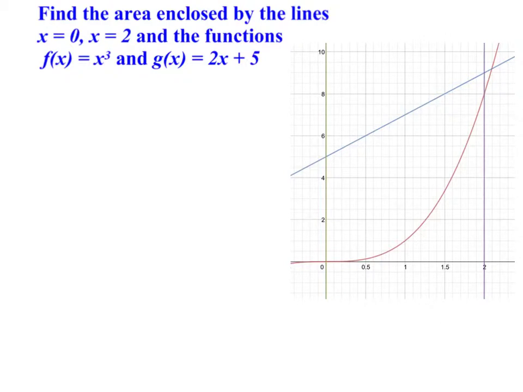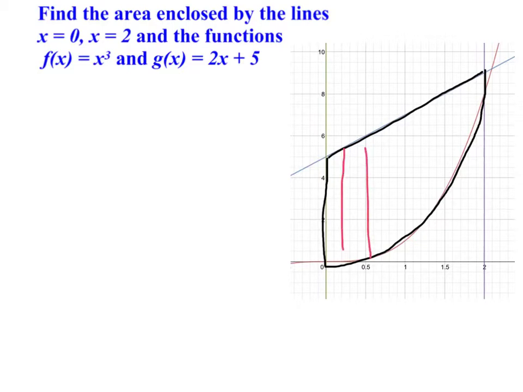All right, I'm going to find the area enclosed by the vertical lines x equals 0, x equals 2, and the functions x cubed and 2x plus 5. So I'm going to see if I can outline this. I'm finding the area of this shape.